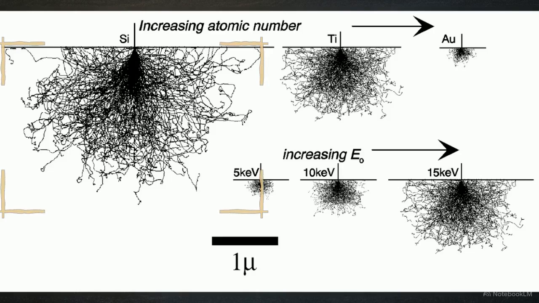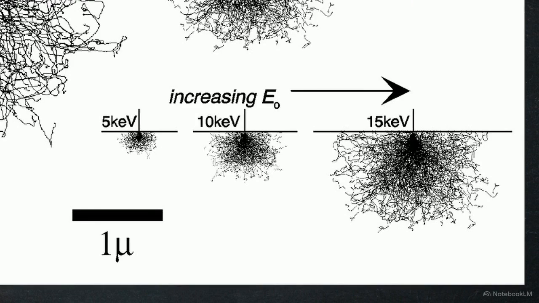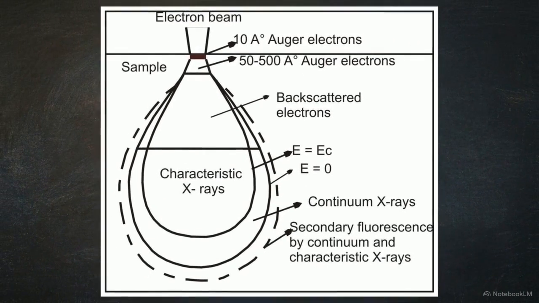Collision depth is dictated by density. In a light silicon target, electrons scatter widely. In dense gold, penetration is restricted. Mean free path is also governed by accelerating voltage. Dialing energy from 5 to 15 kilovolts forces the beam deeper into the material. The aggregate space carved out by millions of these electron trajectories creates a three-dimensional teardrop. We call this the interaction volume.